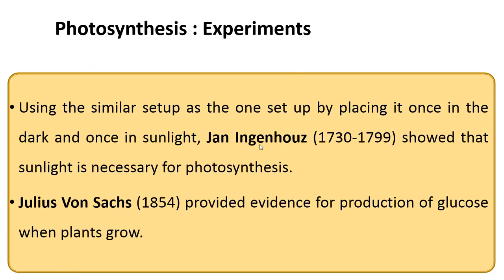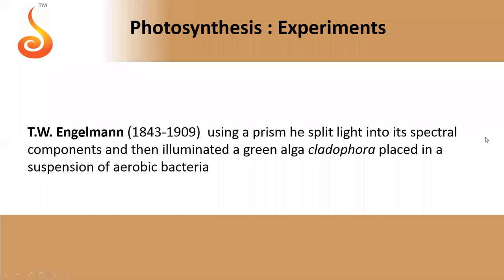And next, another set of scientists, one among them is Jan Ingenhousz. He proved that sunlight is needed for photosynthesis. Similarly, Julius von Sachs proved that glucose is formed during photosynthesis by conducting various experiments.